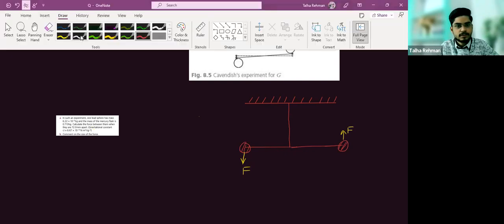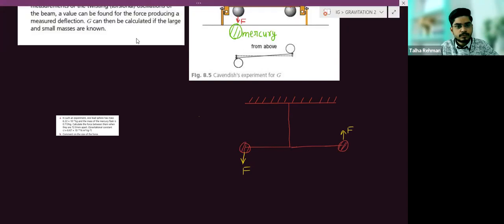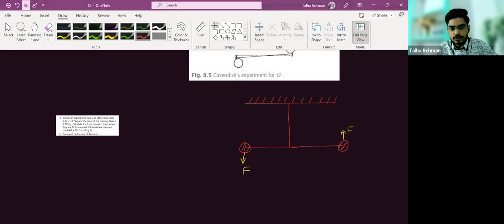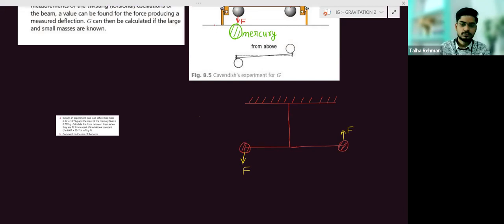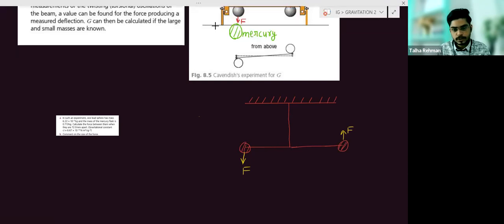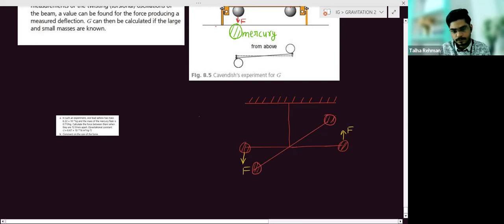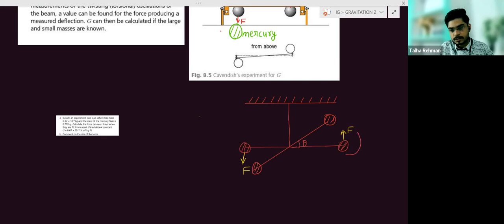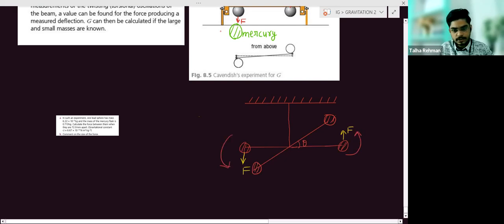So the next, it will look something like this. Okay? Something like this. Now the lead sphere will be here finally, and this lead sphere will be here finally. So an angle theta. When they get twisted like this or like this, both these pairs will be rotated like this.